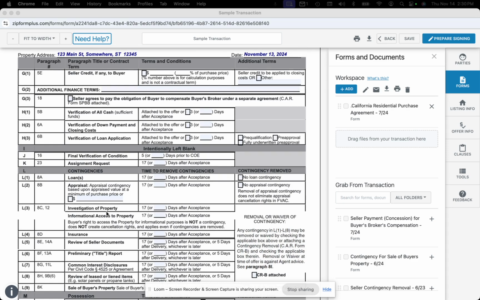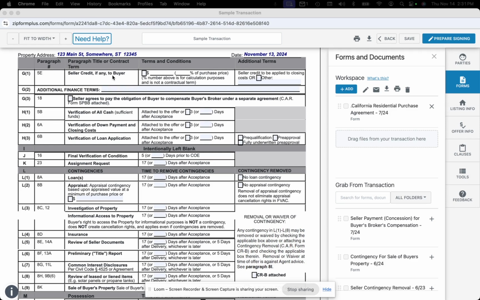So the first piece of page 2 is section G, which is focusing on more finance pieces, more finance terms, and really, again, it's terms, right? So what is a finance term? It is going to be, are you requesting any seller credits to the buyer? So are you asking the seller to credit you back some money?